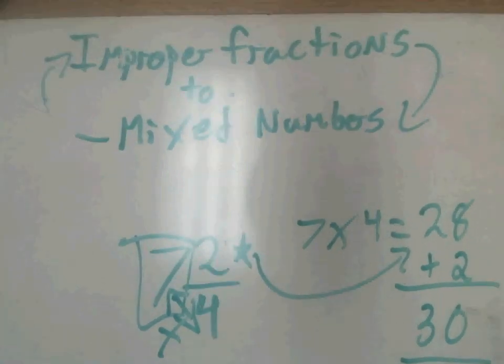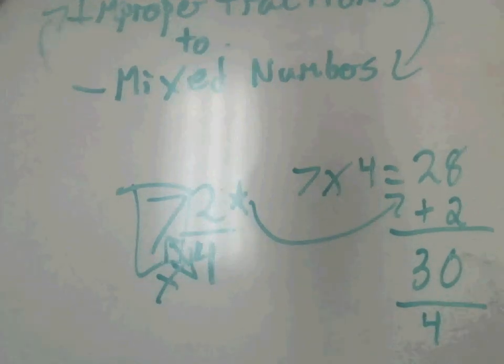So that was changing improper fractions to mixed numbers and mixed numbers to improper fractions. I hope it was helpful.